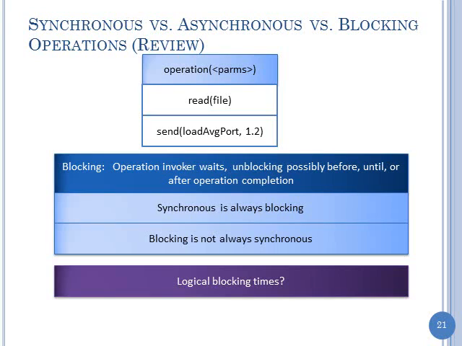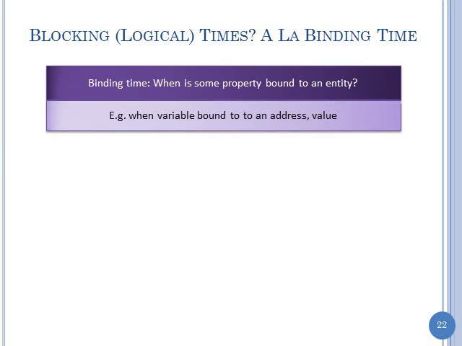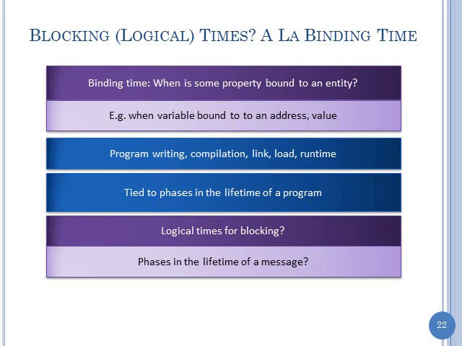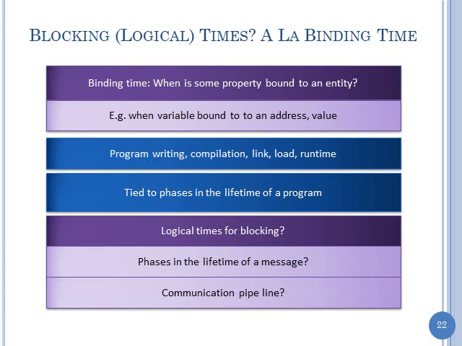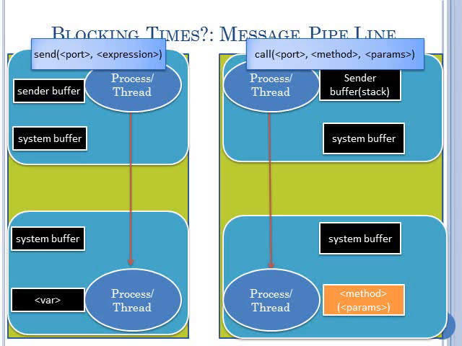Okay? So the question is, if you're not going to be synchronous and you're going to block, what are some good blocking times? Just as we have binding times, we can talk similarly about phases in the lifetime of a message and till when we are blocking. So we have to look at the communication pipeline, and we've seen this before: you're sending an expression to a port, either in remote assignment or by actually making a call. Either way, you're sending some information that has to be first buffered in the system. So that's one logical point at which you could block until the message reaches there.